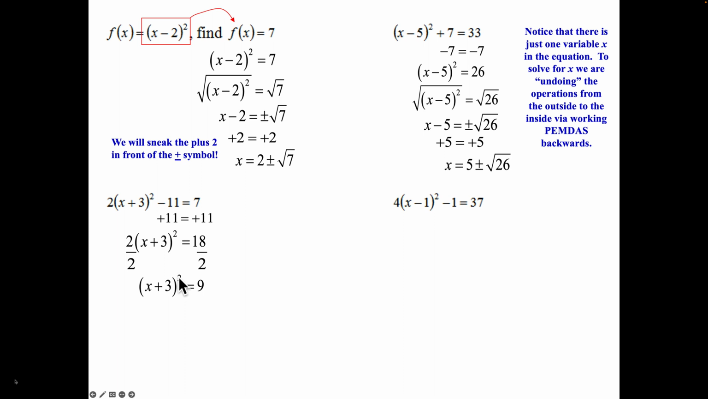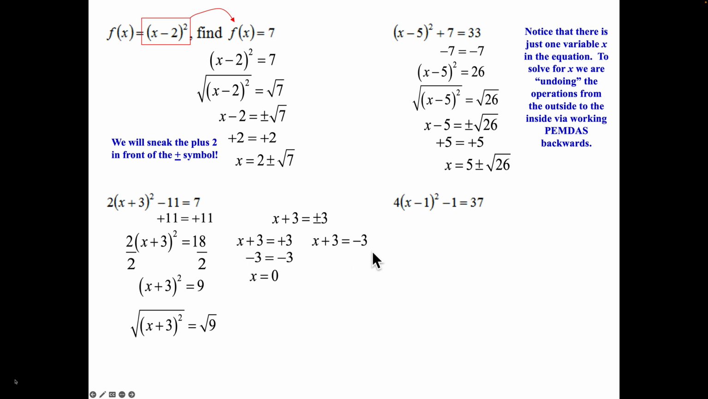Now get rid of the exponent of 2. Take the square root. x plus 3 equals a positive or negative 3. Whoop, time out. Notice that we were able to simplify the square root of 9. So now you literally have to write two equations from here. One with a plus 3, one with a minus 3. We can't leave this as a positive or negative 3. We can when it's a square root, because we can't simplify that any further.